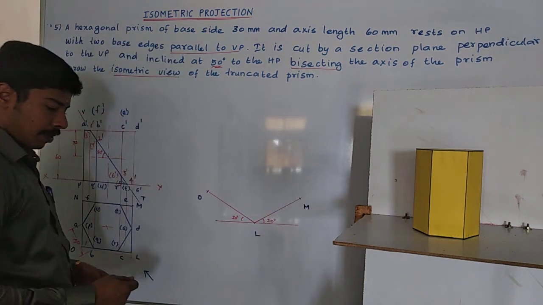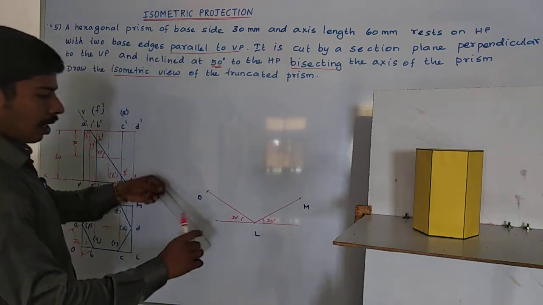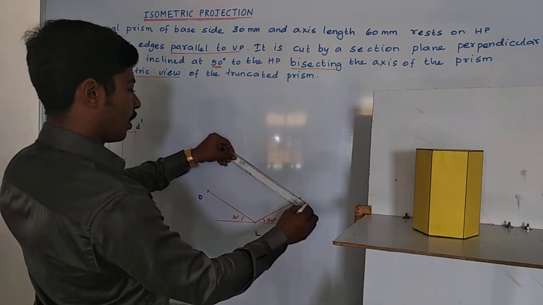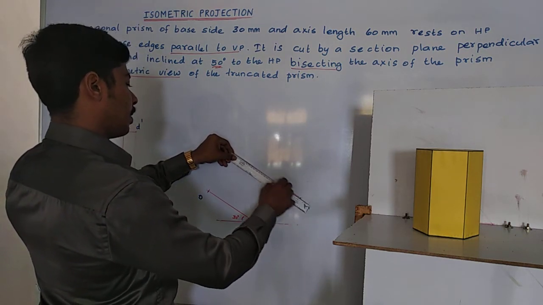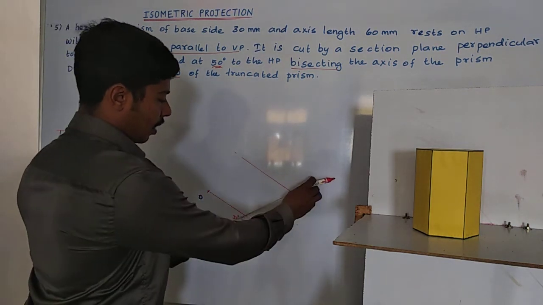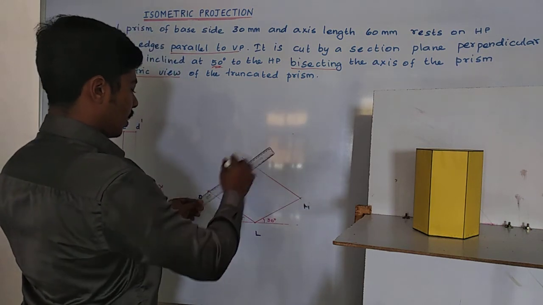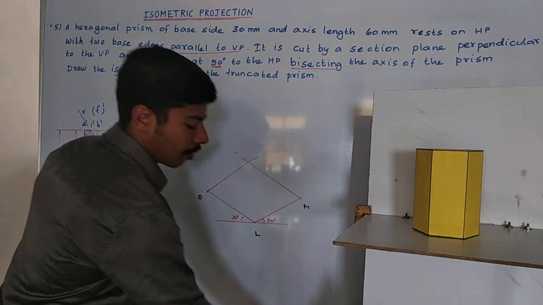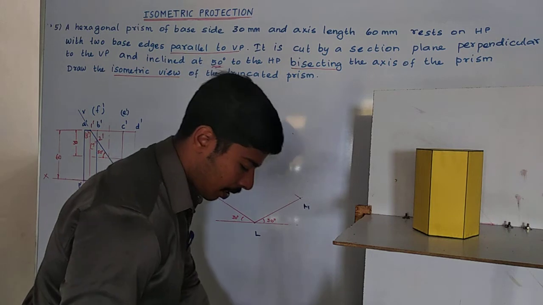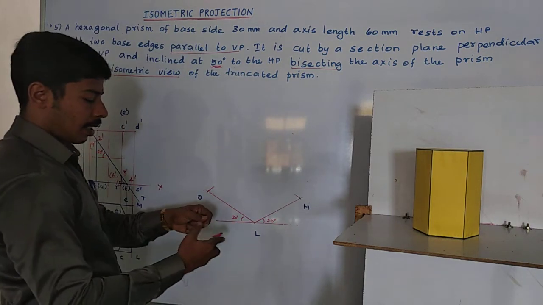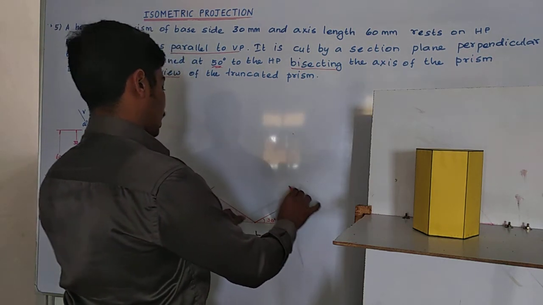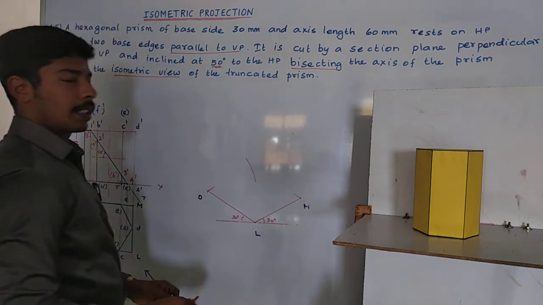Then what we have to do? We just draw a line parallel to this side, this edge. Then similarly we draw a line parallel to this side. Otherwise, what we can do is, with the help of a compass, first I measure this edge and from here draw up.